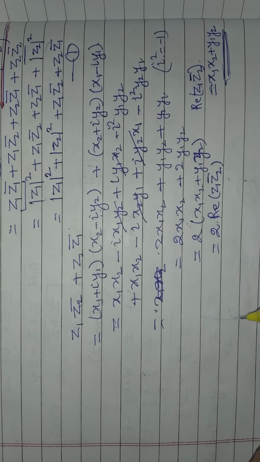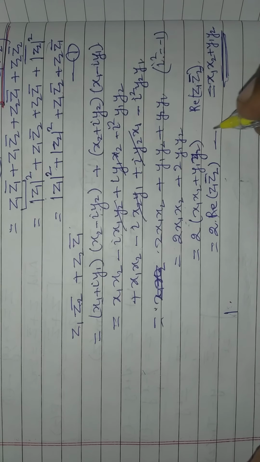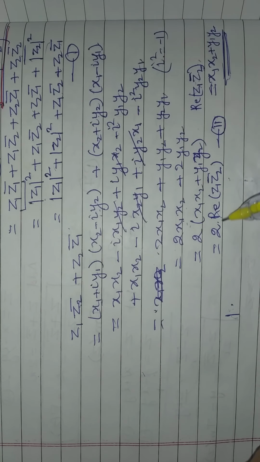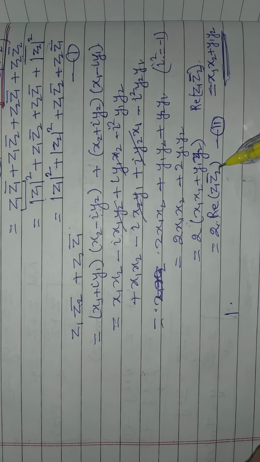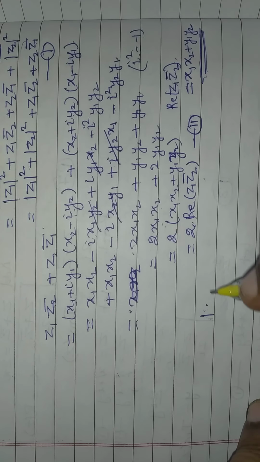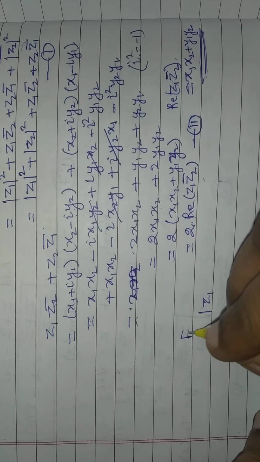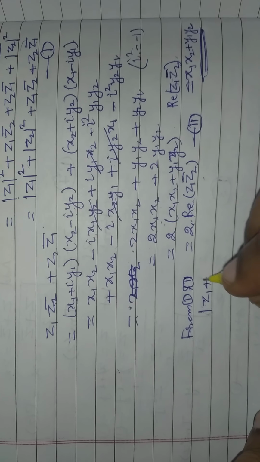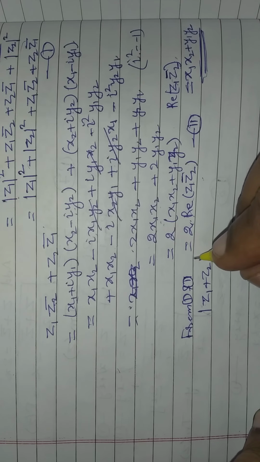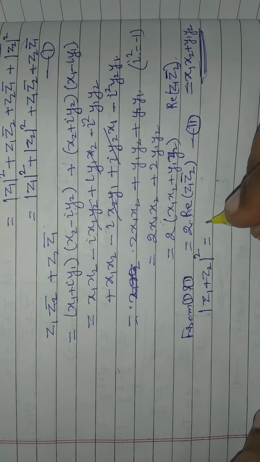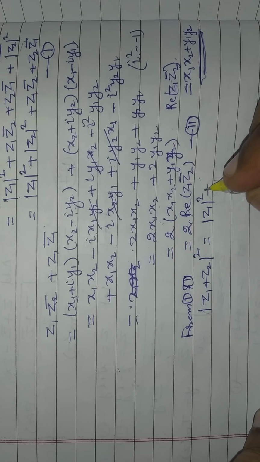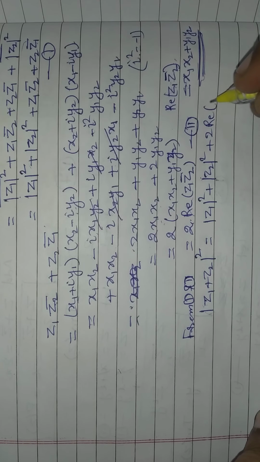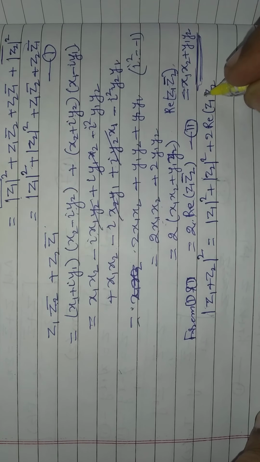So in place of this, mod of z2 is taken as 2. So in place of this we can write twice of real part of z1 z2 bar. So see, here from equation 1 and 2, mod of z1 plus z2 square is equal to mod of z1 square plus mod of z2 square plus twice real part of z1 and z2 bar.